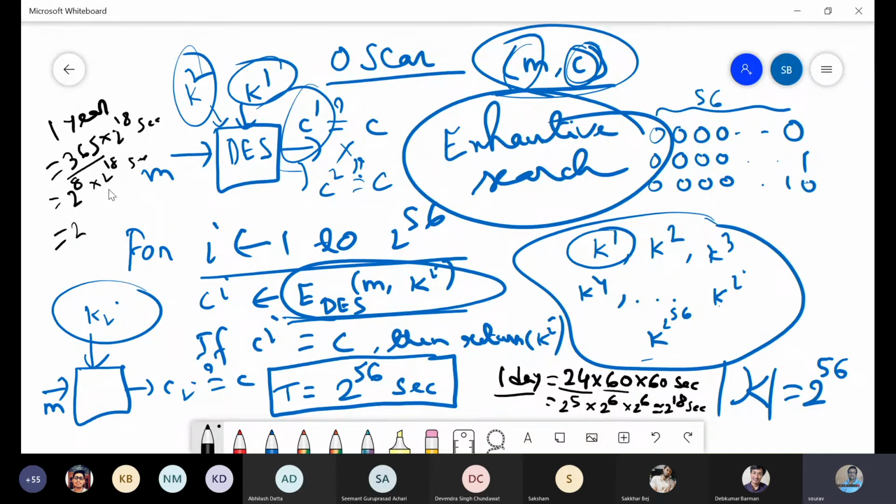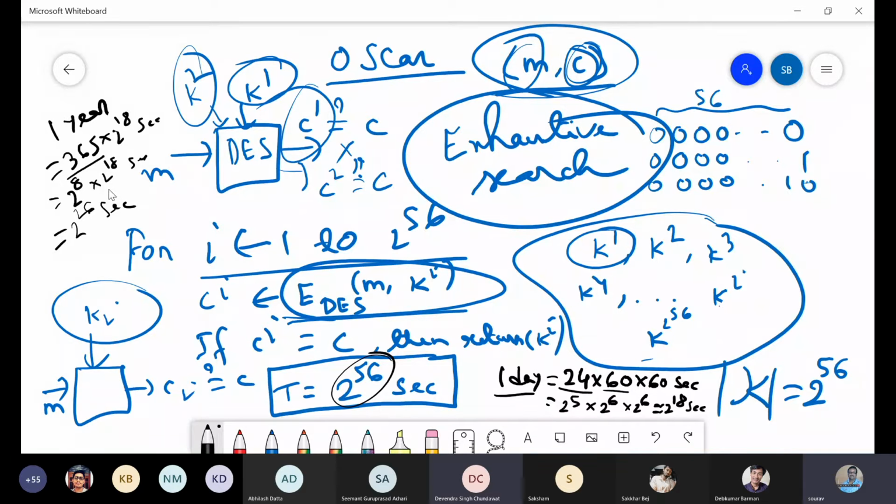So 2 to the power 26. Still it is not near to 2 to the power 50. So how many years do we need to search this? 100 years, more than 1000 years. 2 years is very less. 2 years means it is 2 to the power 27. 100 years, 1000 years. So it is quite, it's in crores, sir.